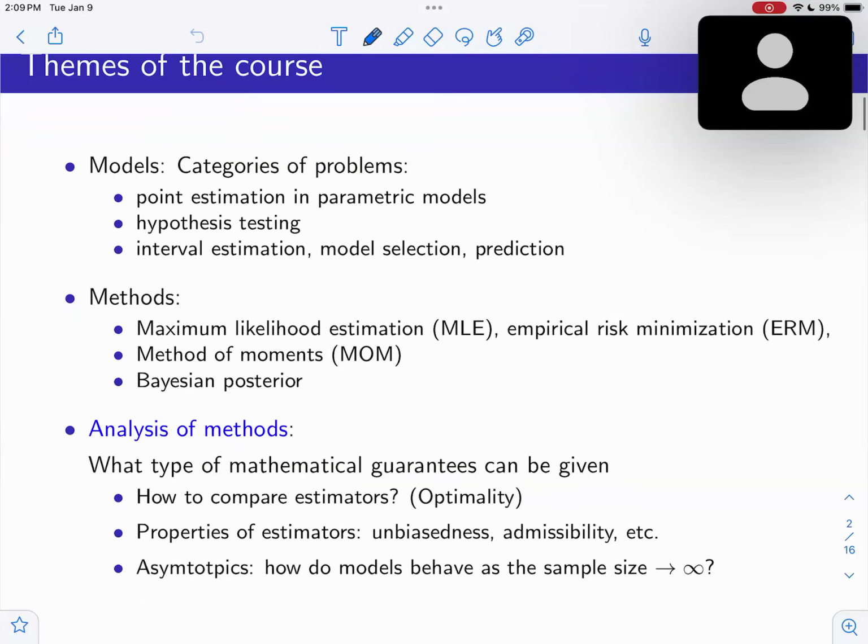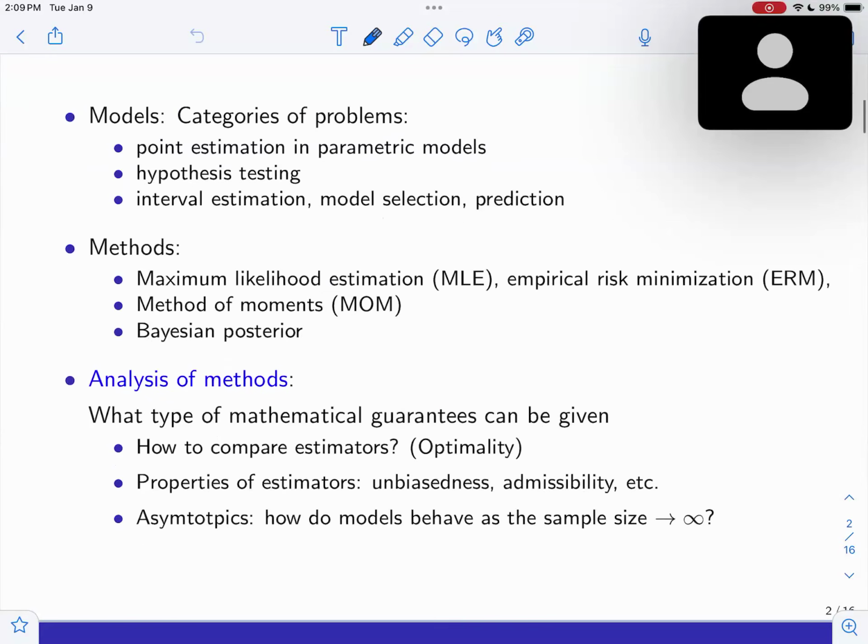Here's an overview of, let's say, statistics or theory of statistics, a little bit more than theory. So we have models, or let's say categories of problems. And then we have methods and then analysis of methods. This course is mostly focused on analysis of methods.